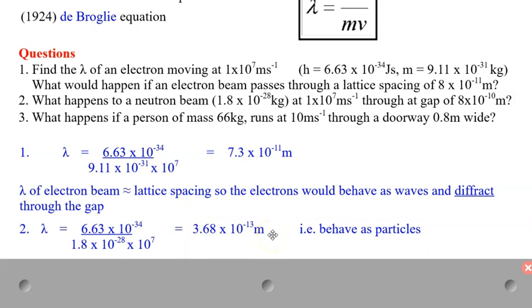So this beam of particles is just going to pass straight through the gap. We won't get any diffraction. It won't behave as a wave. It's going to behave as particles.